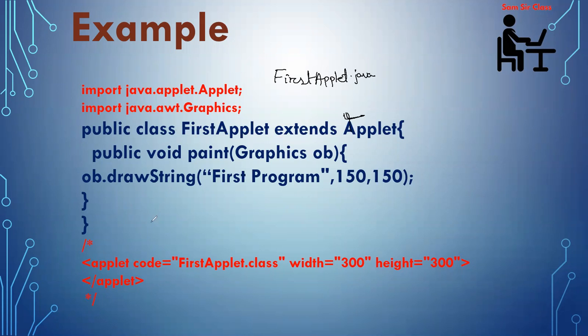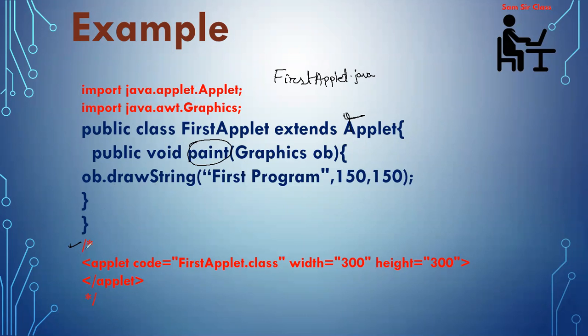Now inside that, why am I using this Applet class? Because I need to use the paint method. The paint method is to display the contents. Before we use the Graphics class or the drawString method, let us understand what an applet is. So this is one HTML program.